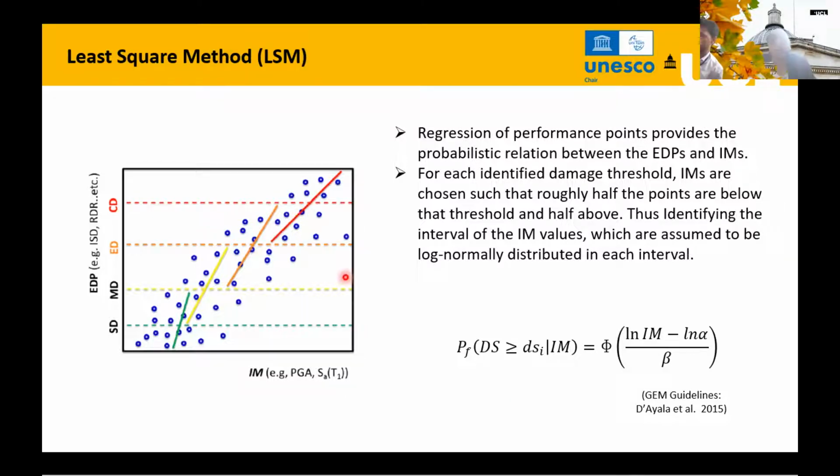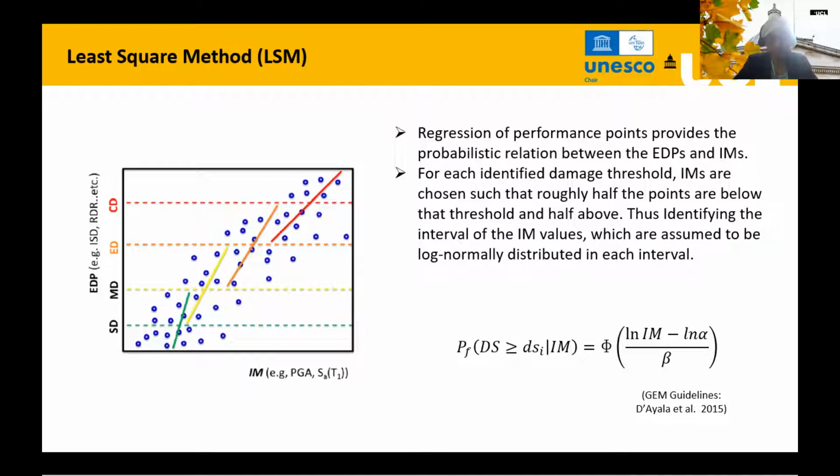Yeah. So in here, what we do is segregate the data points into different ranges corresponding to different damage levels, the thresholds that we have defined, and we choose the IM levels such that at least half of the points are above your threshold and half of them are below the threshold. And again, we assume that these points within the range are distributed lognormally, and we have the corresponding CDF function that defines your fragility function.